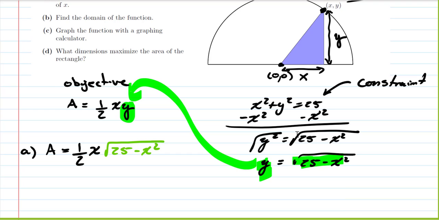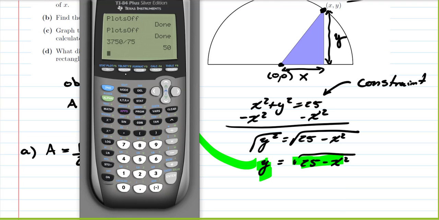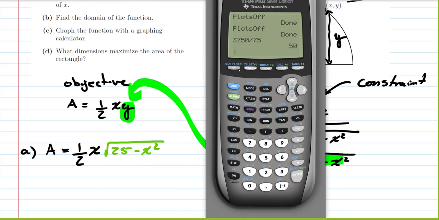So then let's go ahead and use our graphing calculator to answer the next two parts. So we go to our y equals this time, and we're going to go 1/2 times x times the square root of 25 minus x squared. And we press graph, and of course we can't see anything because I have my window all messed up. So to get back to my regular window, I go zoom, and I choose choice number 6.